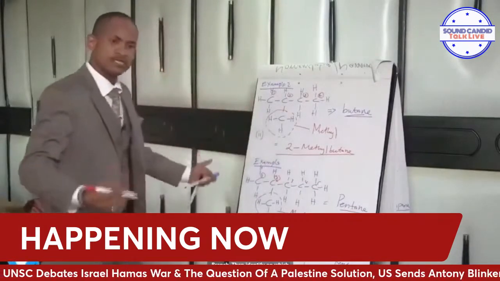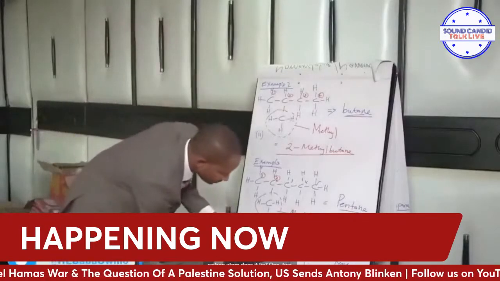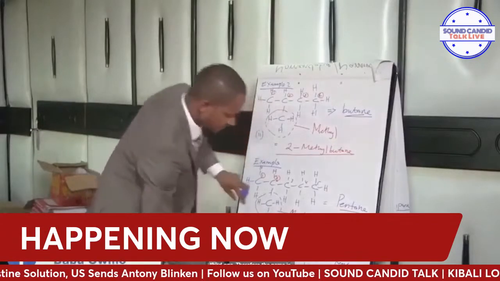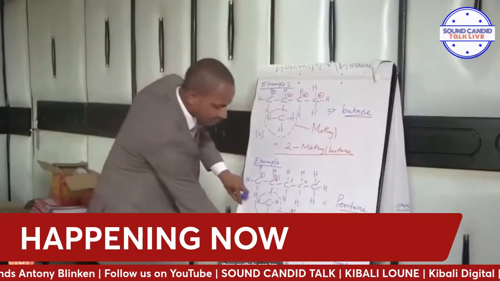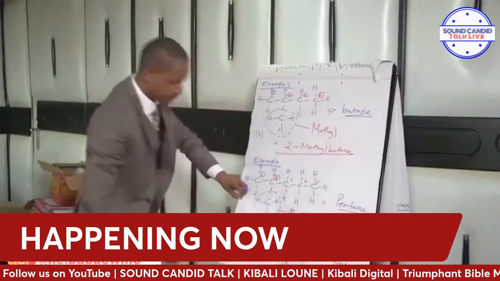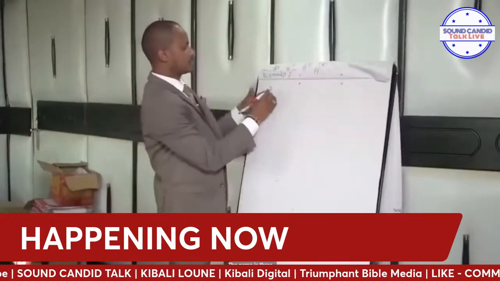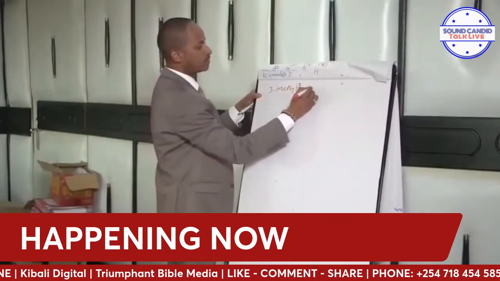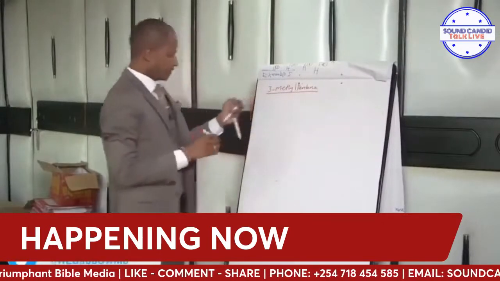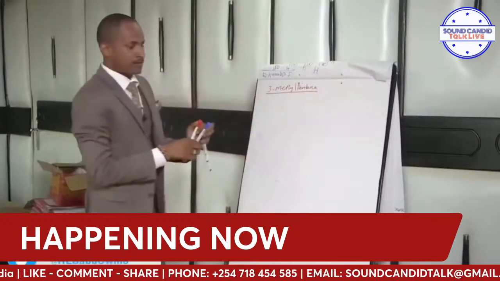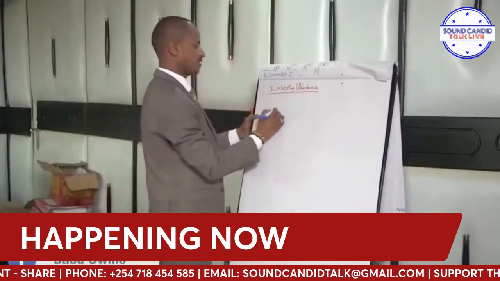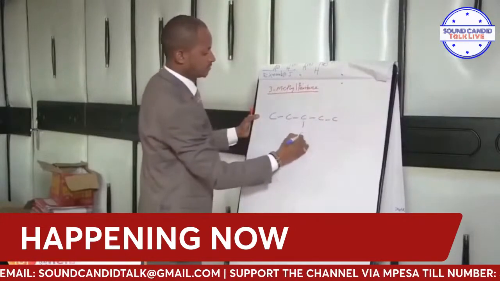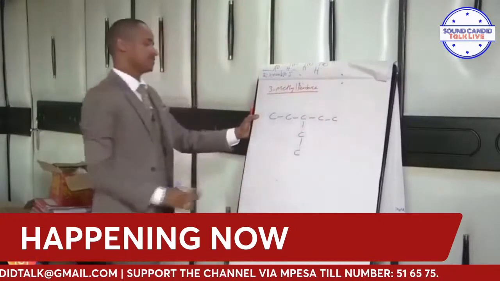Then identify on which carbon atom it lies. 1, 2, 3, 4, 5. It lies on the third one. Therefore, the name is 3-methyl pentane. The name is 3-methyl pentane. Then, be keen here, class. Be very keen. I'm bringing in another example that needs a lot of keenness.